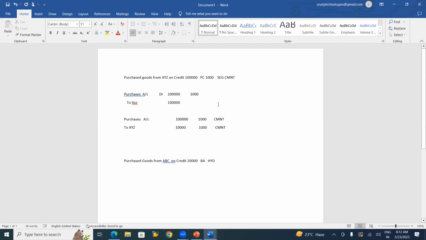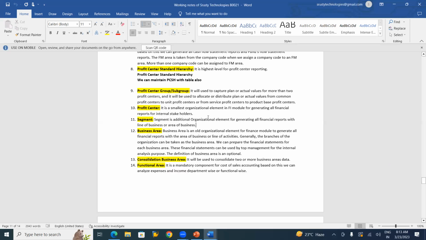So in profit center, we can have area wise also. For example, I am having branches in Hyderabad, Guntur, Singapore, something like that. Okay, we can use it as a segment: Hyderabad segment, Guntur segment, Singapore segment, Secunderabad segment. That is called area wise. Here we have utilized the term segment, an additional organizational element for generating all financial reports by line of business. What do you mean by line of business and area of business? Area of business is nothing but physical existence, the places wherever we have a branch.